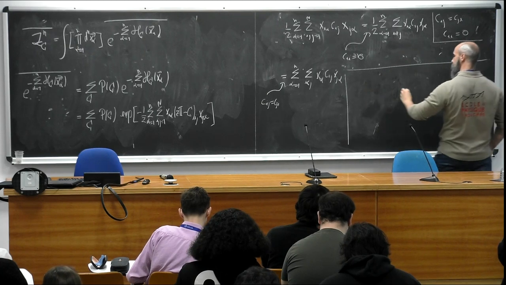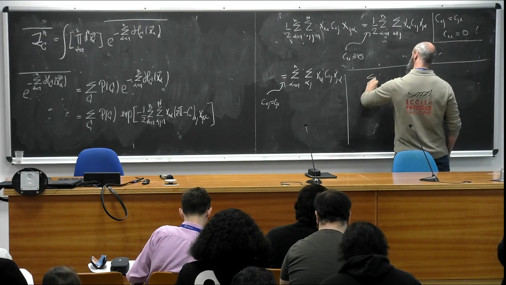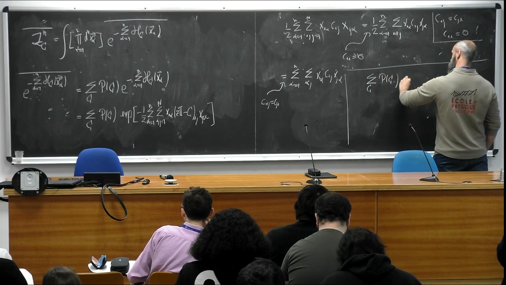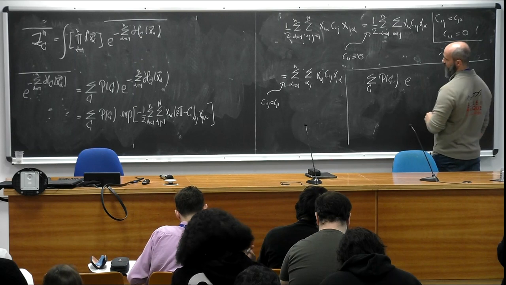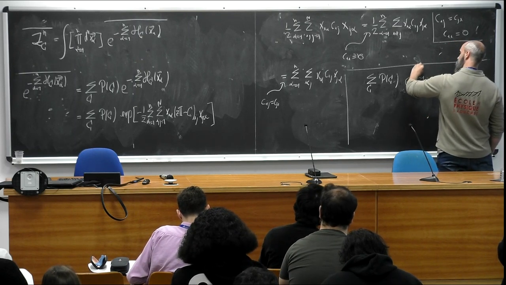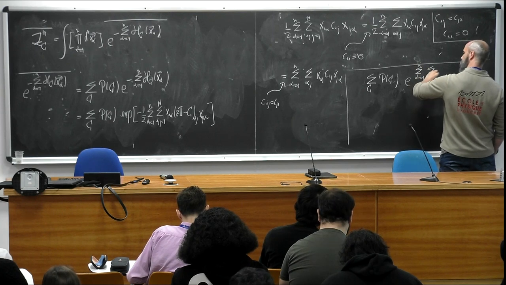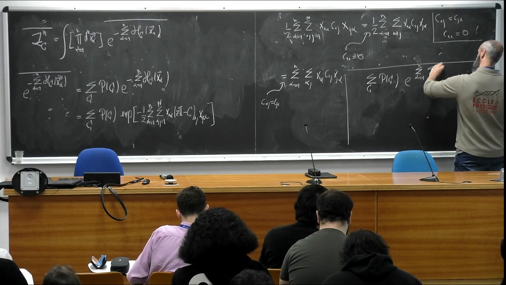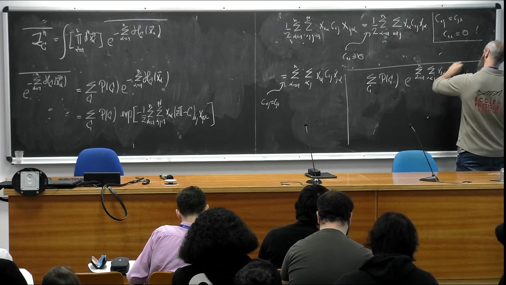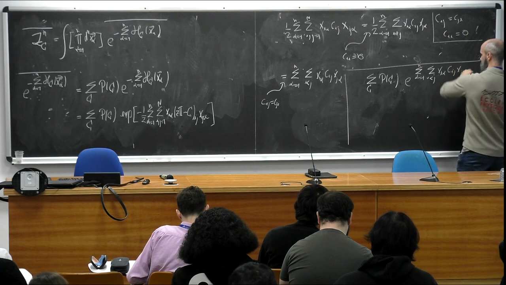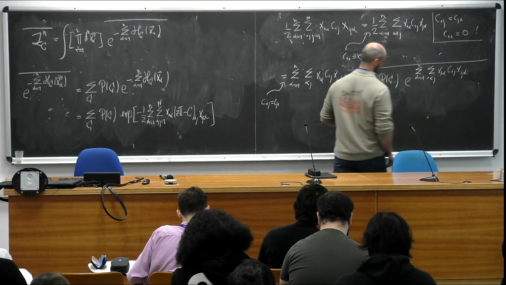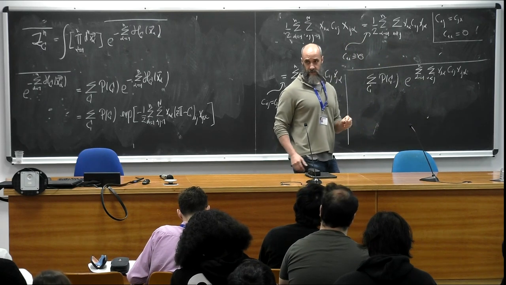So that means the following, that now I have to do the expectation value of what? I have to do the sum over C of P(C) of the exponential of the sum over alpha from 1 to small n, the sum for i smaller than j of x_i^alpha C_ij x_j^alpha. Now, so far so good? This is equal to what?